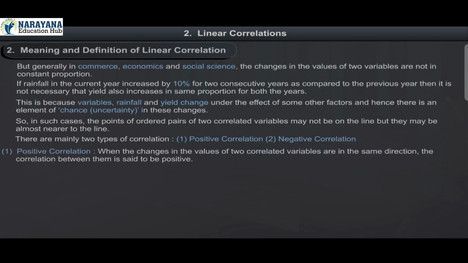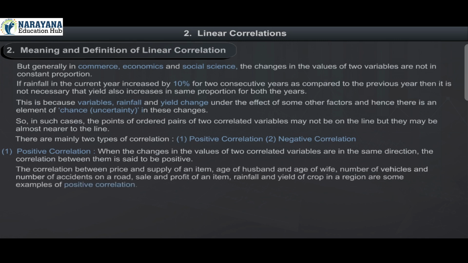Number 1, positive correlation. When the changes in the values of two correlated variables are in the same direction, the correlation between them is said to be positive. The correlation between price and supply of an item, age of husband and age of wife, number of vehicles and number of accidents on a road, sale and profit of an item, rainfall and yield of crop in a region are some examples of positive correlation.